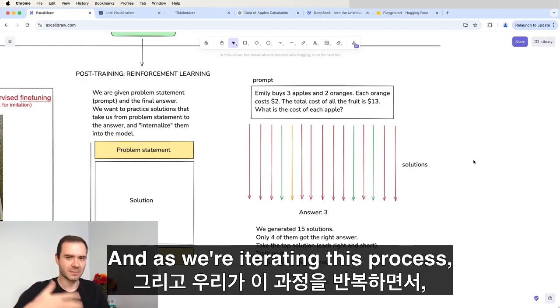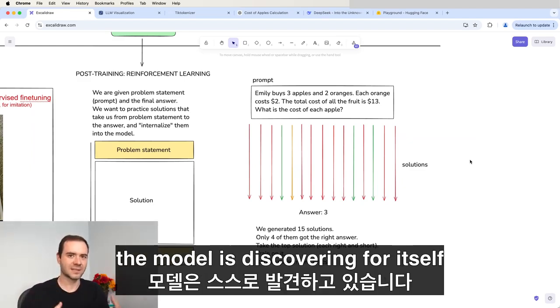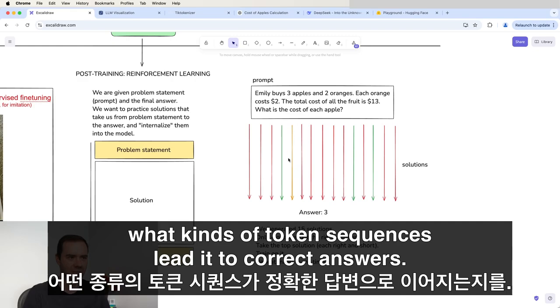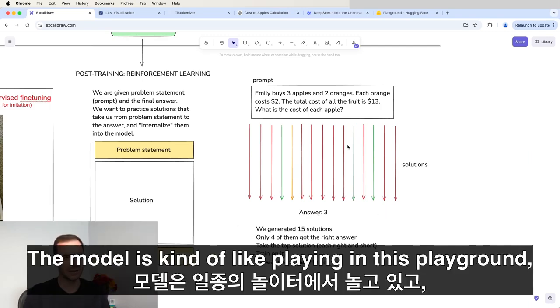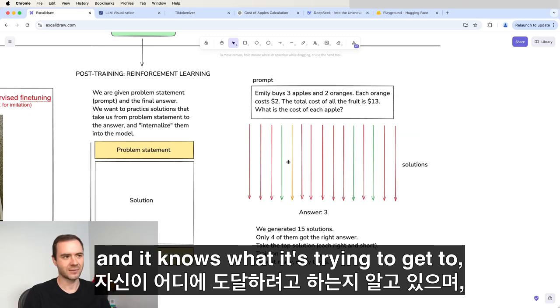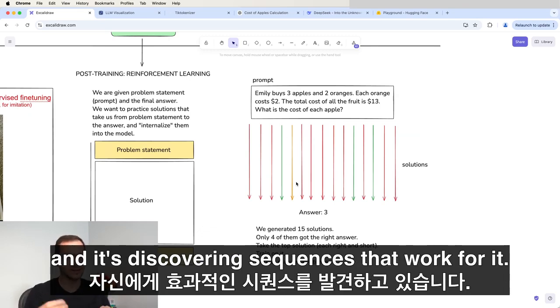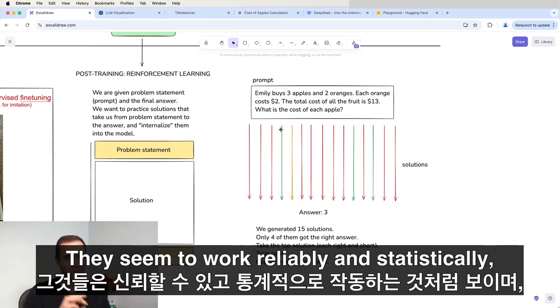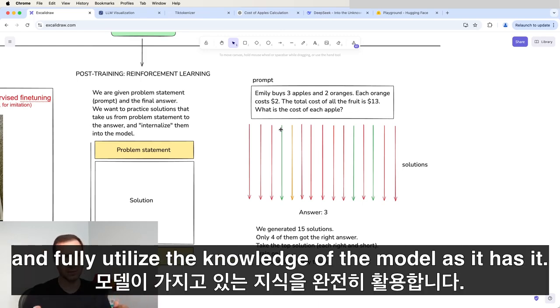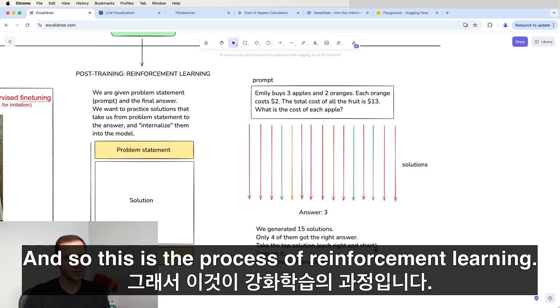And as we're iterating this process, the model is discovering for itself what kinds of token sequences lead it to correct answers. It's not coming from a human annotator. The model is kind of like playing in this playground, and it knows what it's trying to get to, and is discovering sequences that work for it. These are sequences that don't make any mental leaps. They seem to work reliably and statistically, and fully utilize the knowledge of the model as it has it. And so this is the process of reinforcement learning.